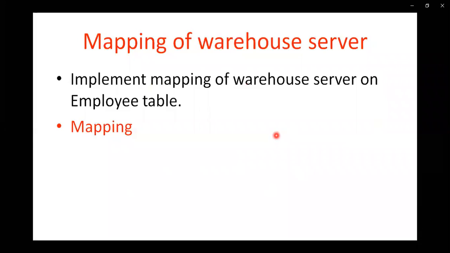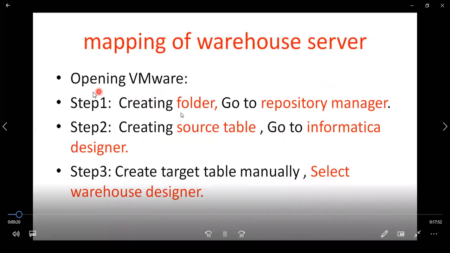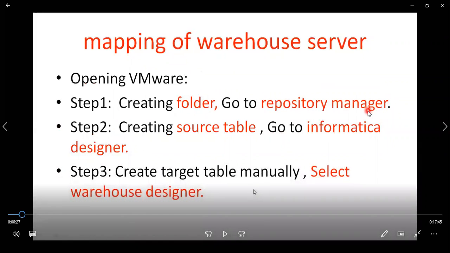And how can you do this particular mapping? In order to perform this mapping, you need to open the warehouse and go to the repository manager. What exactly is the repository manager? It maintains the metadata. In the metadata you are going to create the folder. From the folder you are retrieving the data, and you are storing the data about data information.